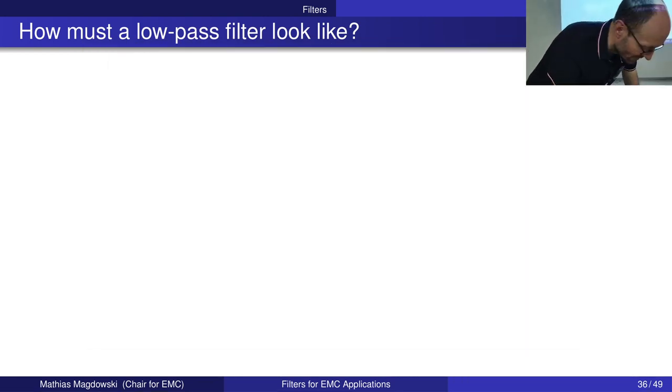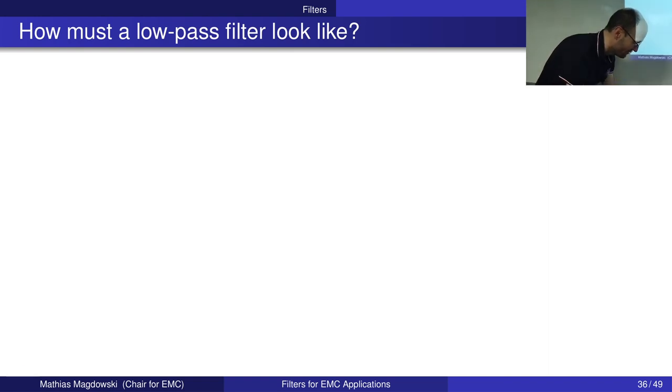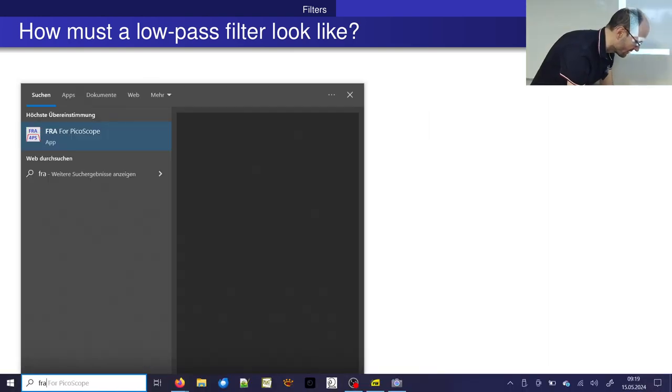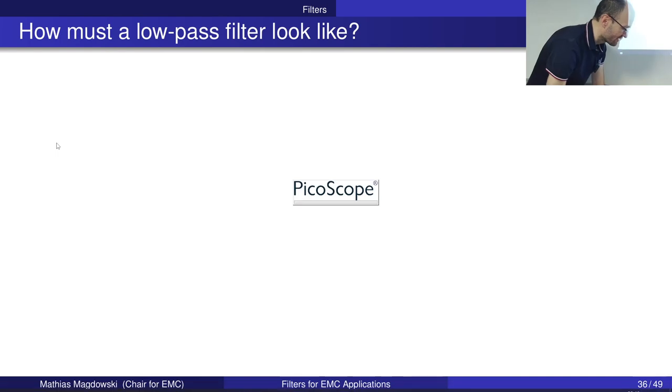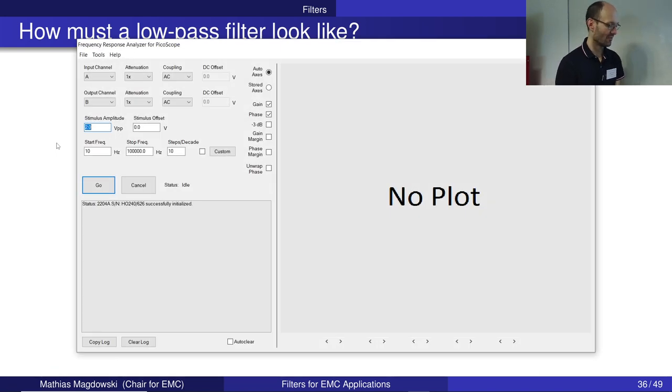So I'm sorry for this. So this is the proper USB cable. And let's just start it once again. And now it's hopefully finding the instrument.